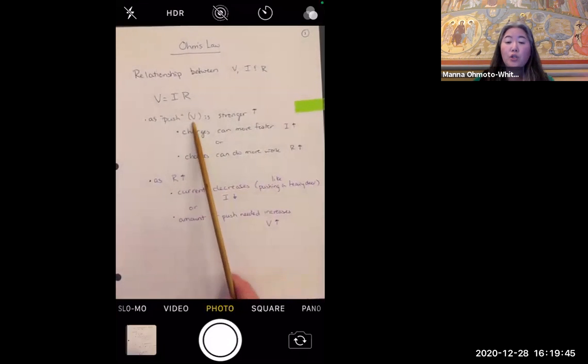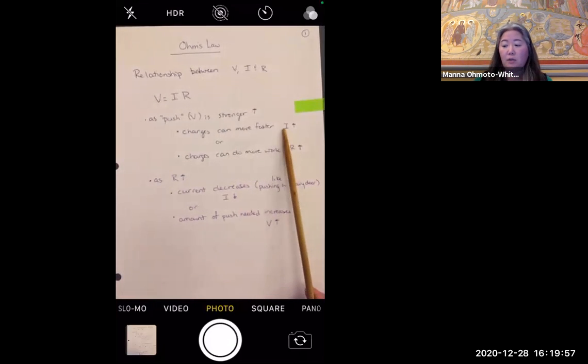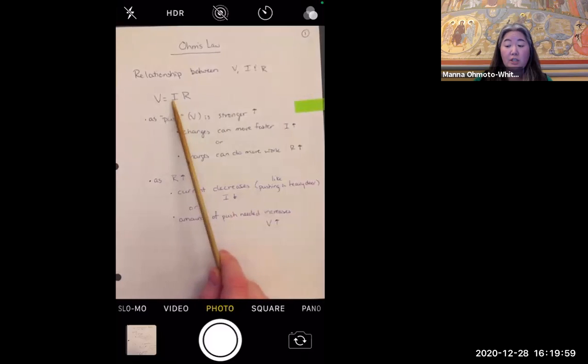So if the push of V is stronger, then the charges will be able to move faster, right? It's like me pushing things down a hill. The harder I push, the faster they'll be able to go down the hill. That's the relationship with this. So as V increases, I will also increase.